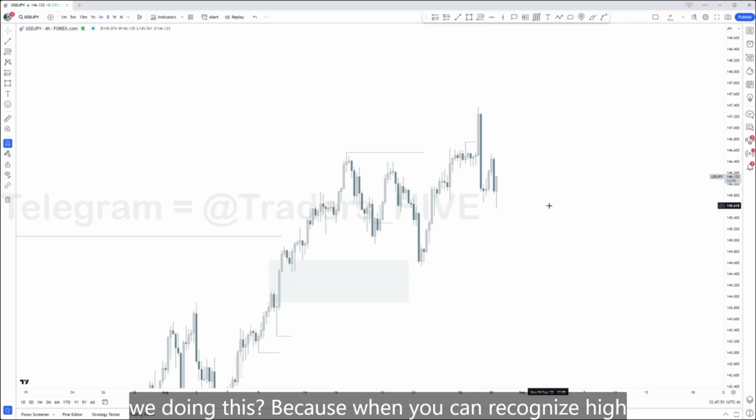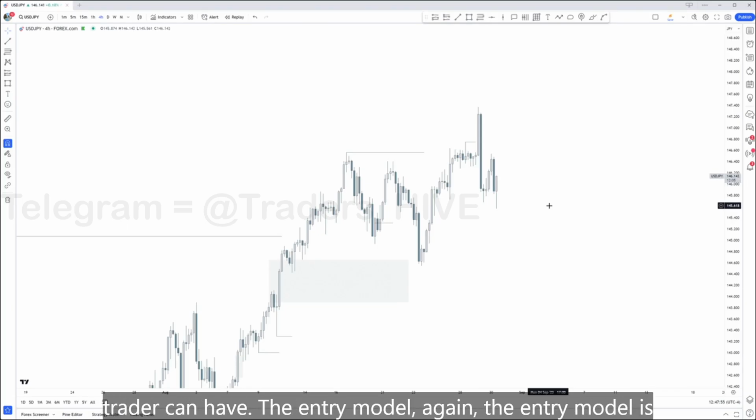Because when you can recognize high probability conditions, that is the biggest skill a trader can have. The entry model, again, is just to get in sync with the higher time frame. That's the only thing it is. It's not doing the job. The higher time frame is doing the hard work. It's doing the job. That is very important to understand.